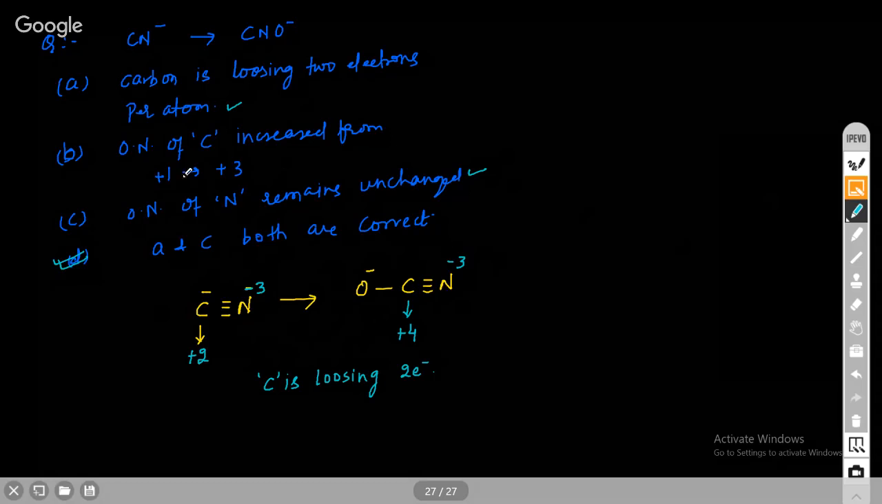This one is obviously not correct. It is 2 to 4, not 1 to 3. Understood this? Clear?